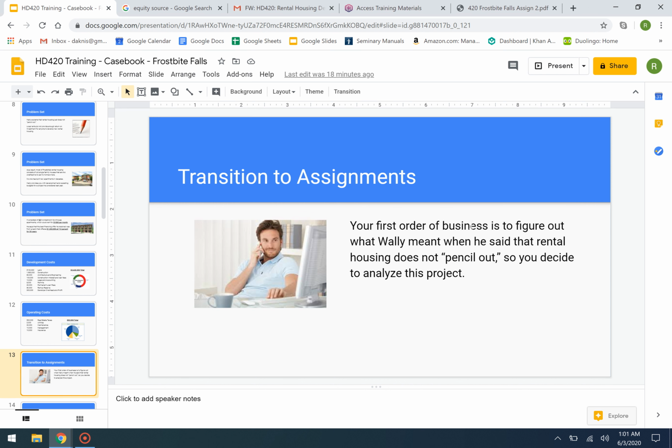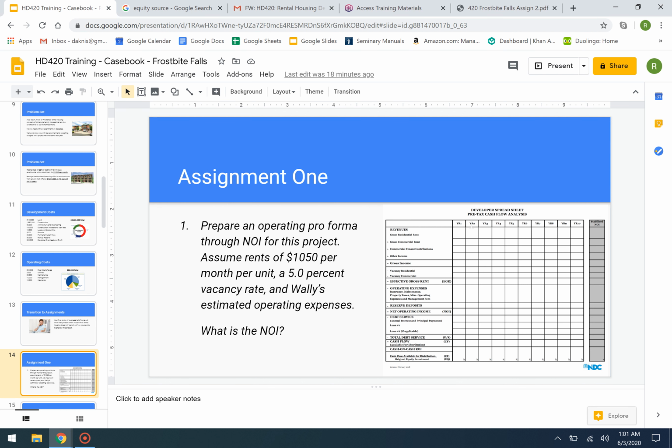Now we're going to transition a little bit and we're going to analyze this case. So assignment 1, question 1: prepare an operating pro forma through NOI for this project. Assume rents of $10.50 per month, 5% vacancy rate, and the estimated operating expense. What is the NOI? So we're going to use this developer spreadsheet and we're going to start working through it.